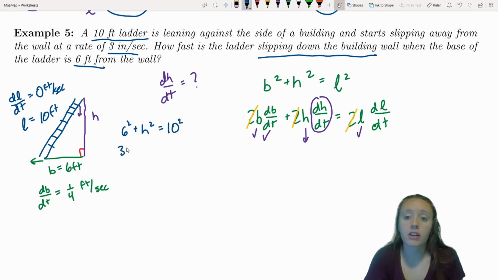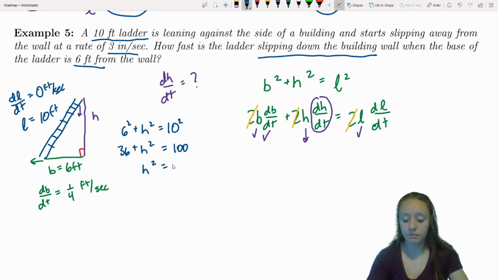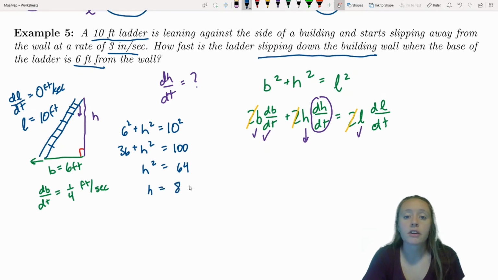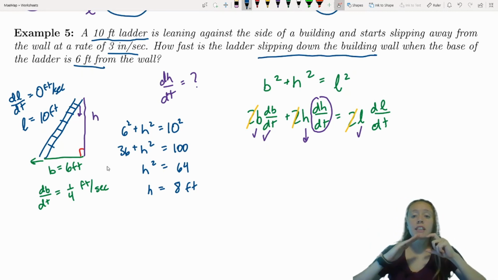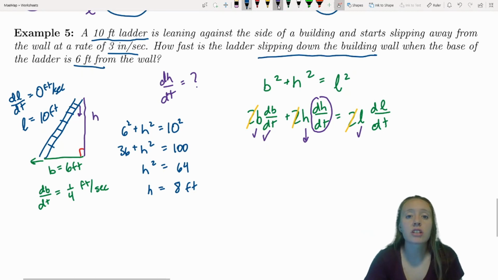So I'm going to have 36 plus h squared equals 100. Subtracting 36 from both sides, I'll get that h squared is equal to 64, and the square root of 64 is 8. So that's 8 feet for my height. So when my base is 6 feet, at that point in time, my height, h, is going to be equal to 8 feet. So now I have enough knowns to figure out the dh/dt.